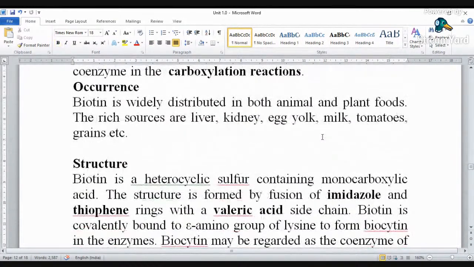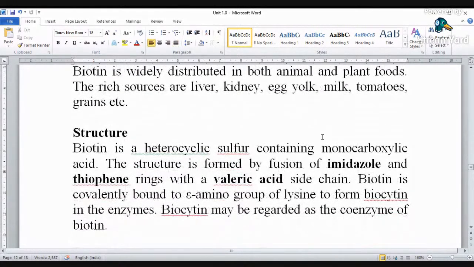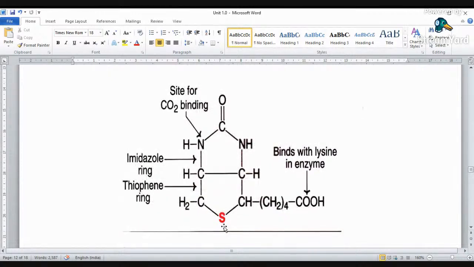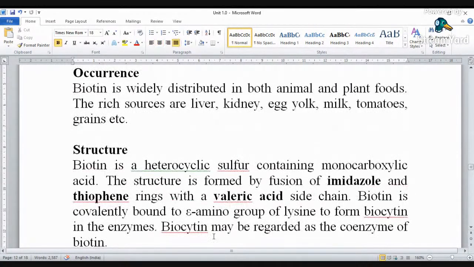So biotin is a heterocyclic sulfur containing monocarboxylic acid. Its structure consists of fusion of two rings, the imidazole ring with the thiophene ring. Thiophene ring आणि imidazole ringचं फ्युजन असतं. That is known as the structure of biotin. And when it binds to the epsilon amino group of lysine, it forms biocytin. Biocytin हे त्याचा ऍक्टिव्ह फॉर्म आहे. That is the coenzyme of biotin, that is biocytin.